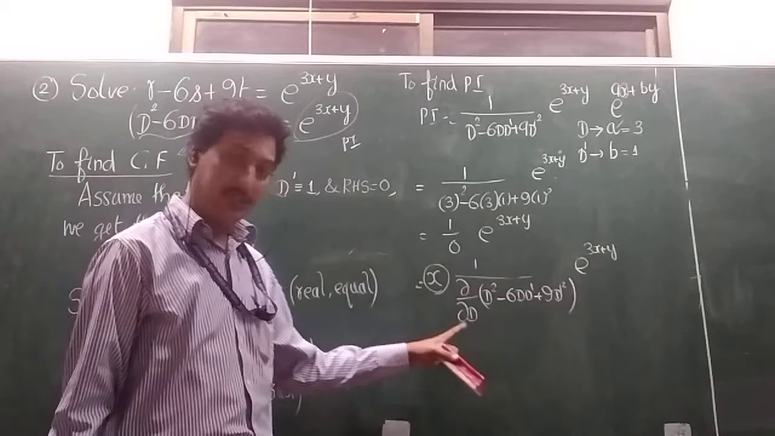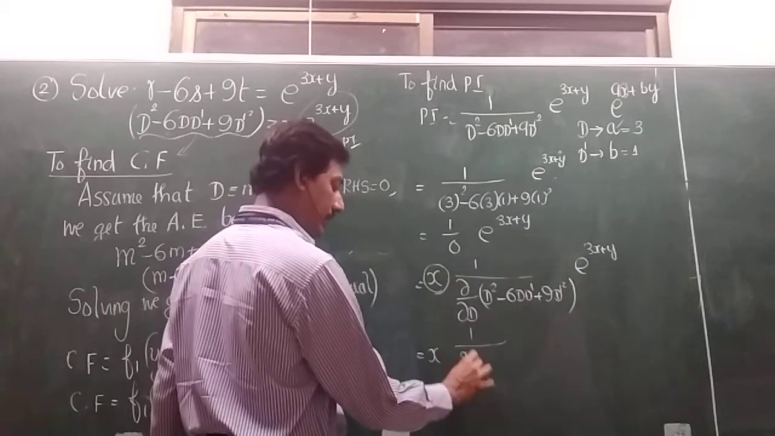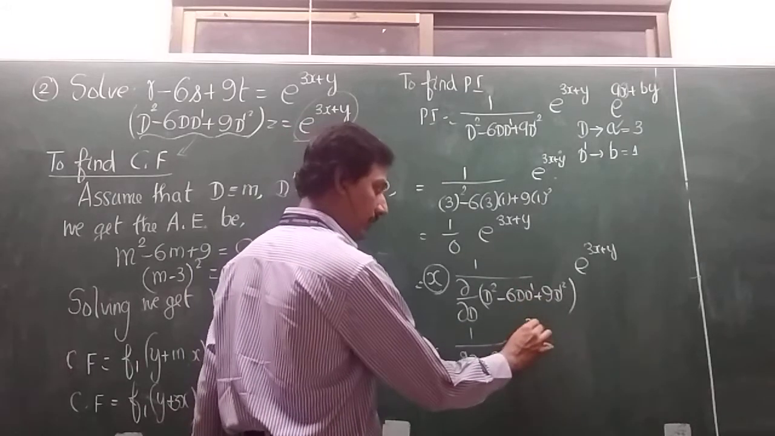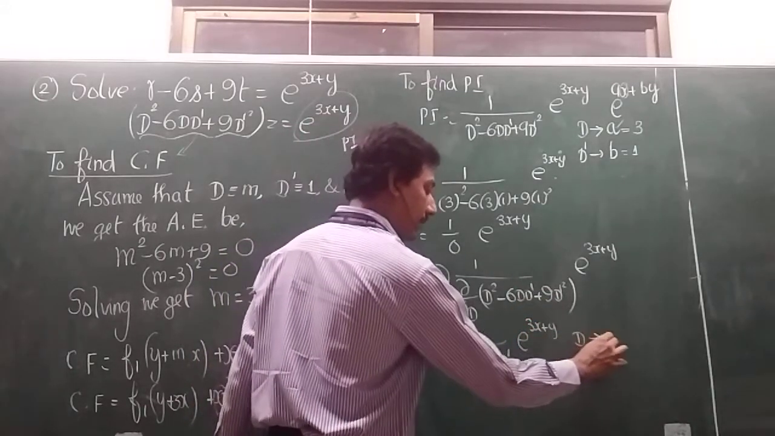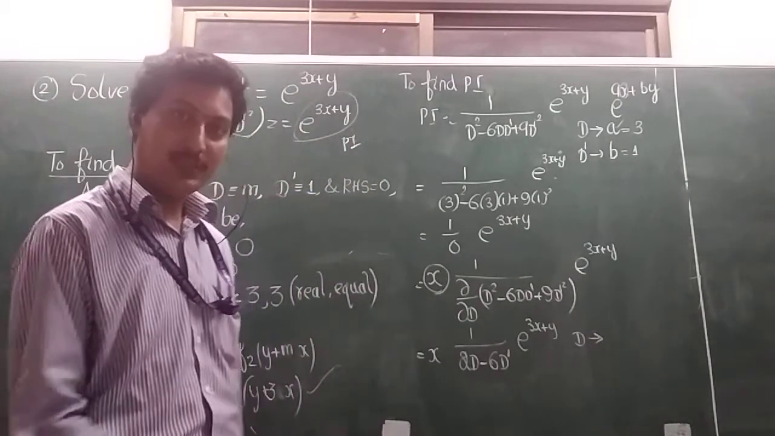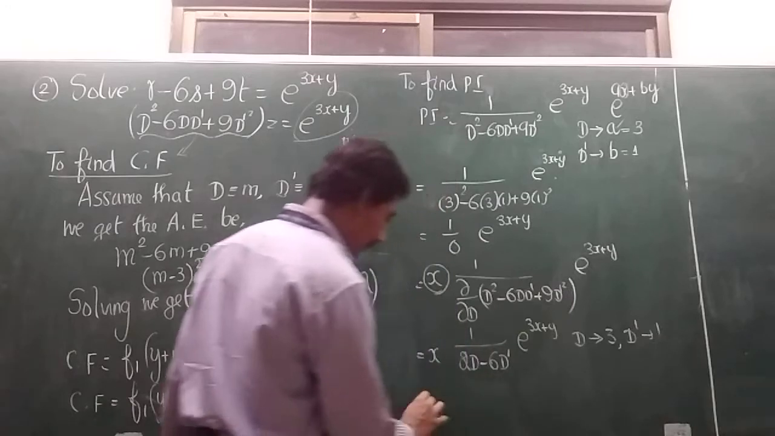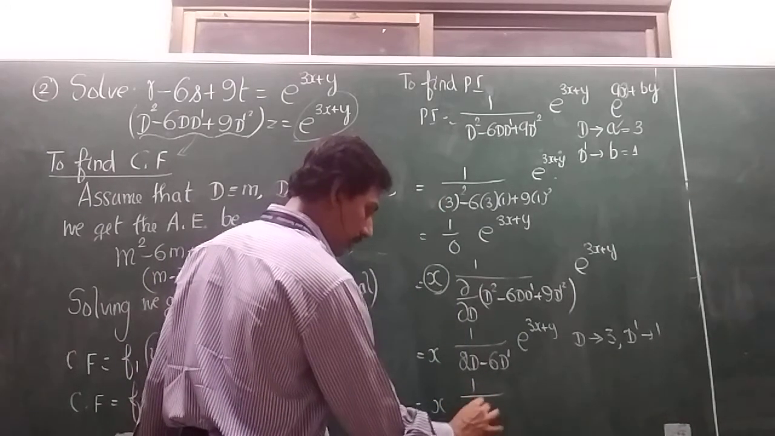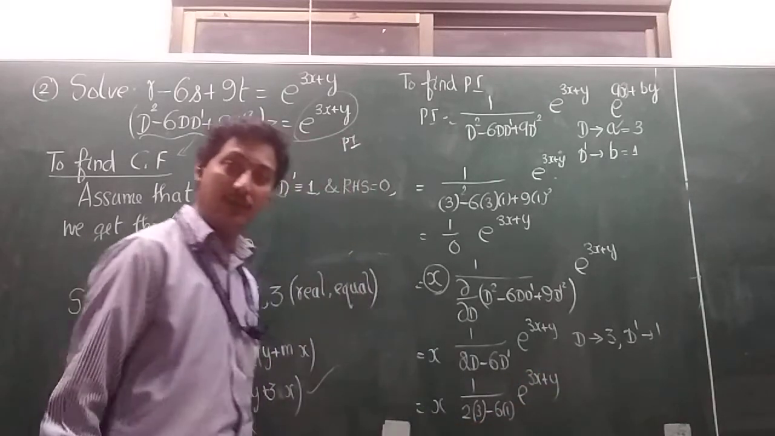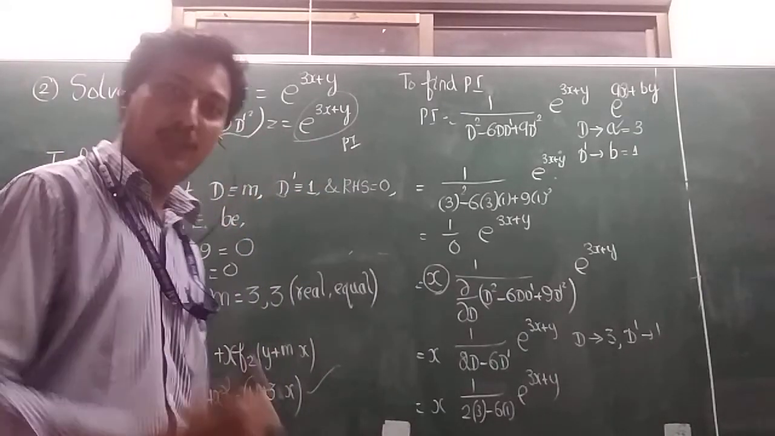I am going to differentiate this with respect to D. If I differentiate with respect to D, I get 2D minus 6D'. Clear? Because D' is treated as 1, and there is no D in the last term, so it is 0. e to the power 3x plus y. Once again replace, because my ultimate aim is to get the particular integral when we assign values to the operators, and still we have some operators here. Again the same idea: replace D by 3, D' by 1. So I get x into 1 by 2 into 3 minus 6 into 1, e to the power 3x plus y. Once again I am getting 0.